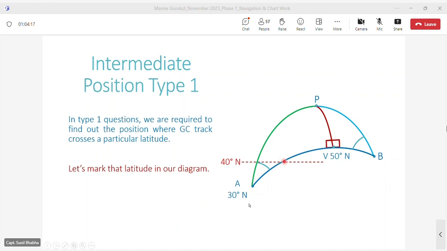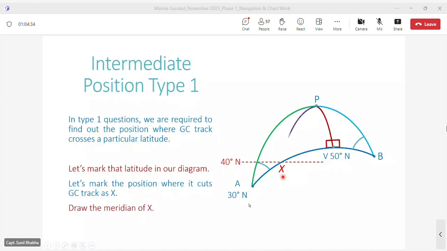So this is the position which we need to obtain. Let's mark off this position where the great circle track cuts the 40° north parallel, and mark this position as X. And now let's join Papa X-ray. Papa X-ray basically denotes the meridian of position X. Exactly as Papa Alpha was the meridian of A, Papa Victor was the meridian of the vertex, Papa X-ray is the meridian of position X.